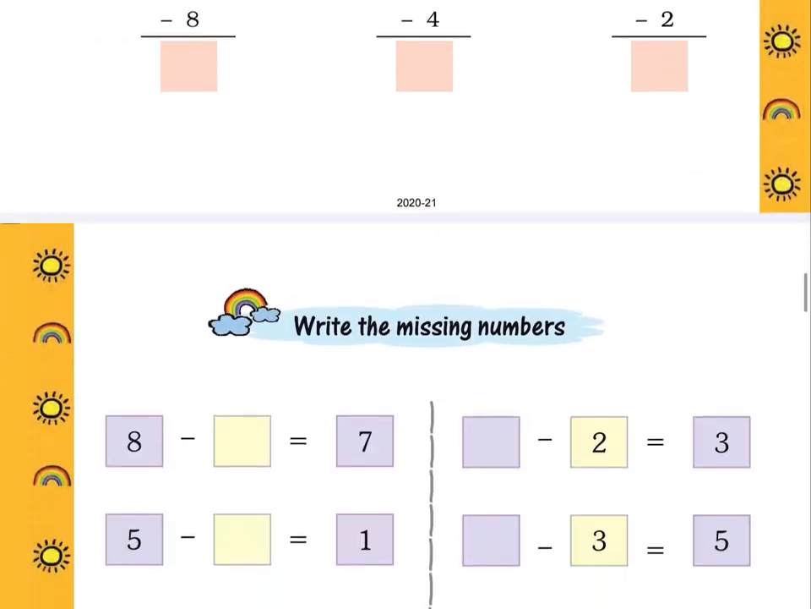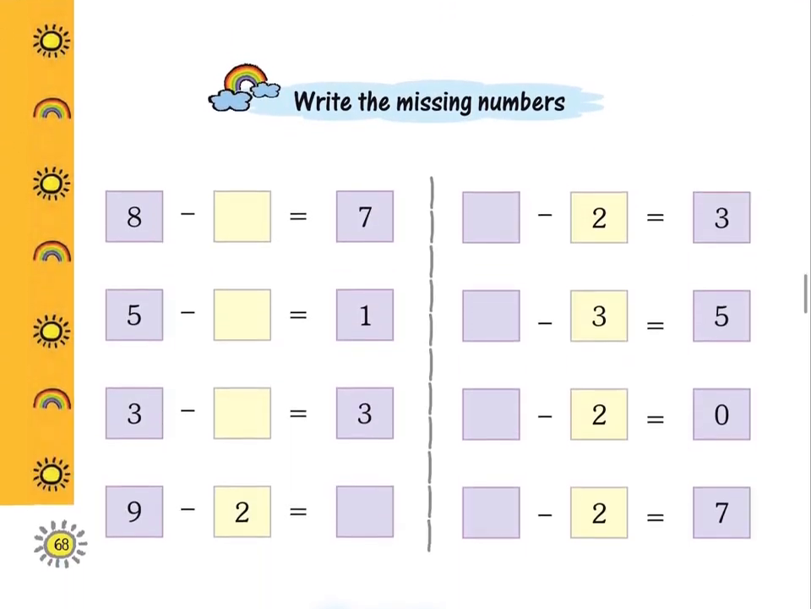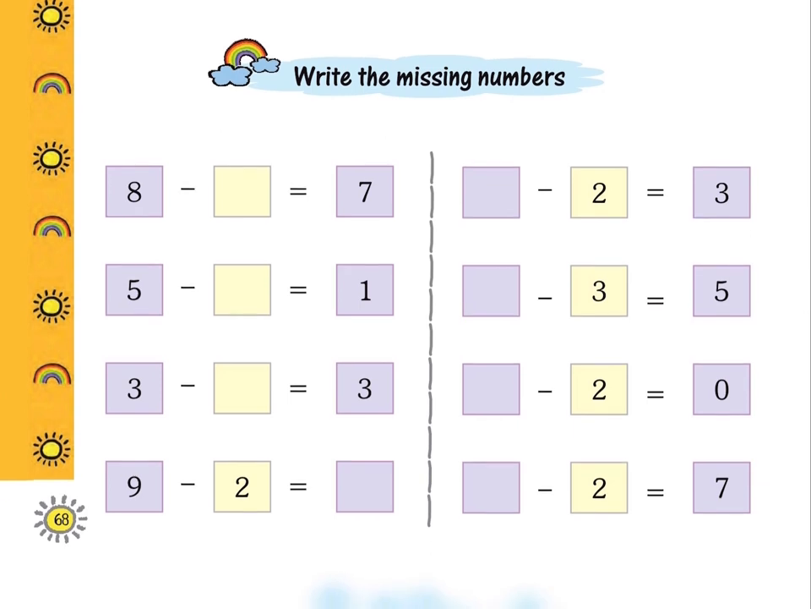Page 68. Write the missing numbers. The questions given on this page have one number missing, for which a blank box is given. Find the missing number and write it in the box.